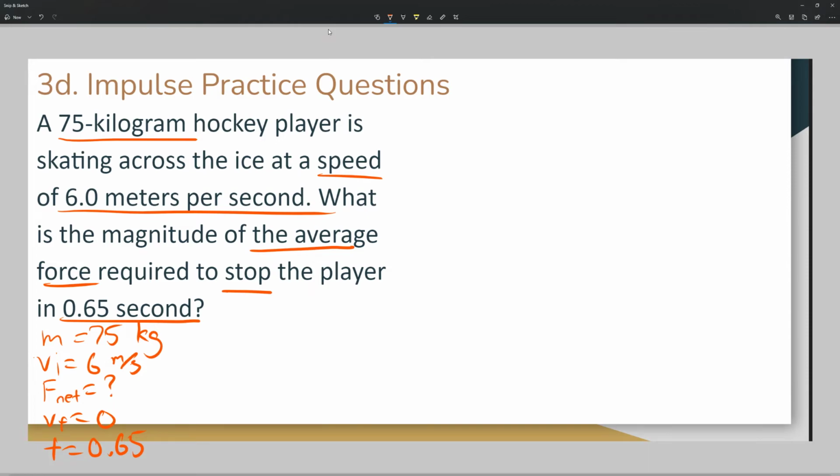So here is the thing. We have our formula. Our impulse is F net T is equal to delta P. We have our force, we have our time, and we have delta P. So we don't need J. We don't have impulse, so we're just getting rid of J. So F net is what we want to solve for. T is 0.65.